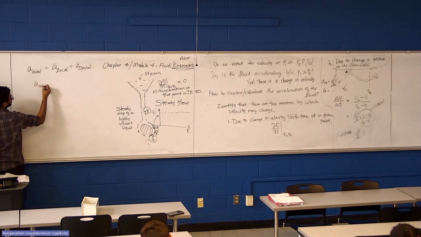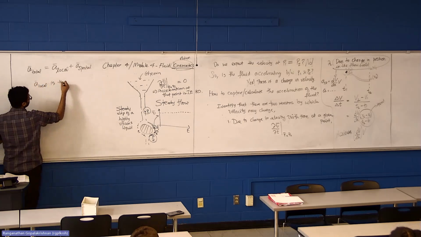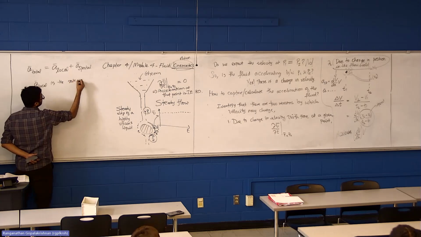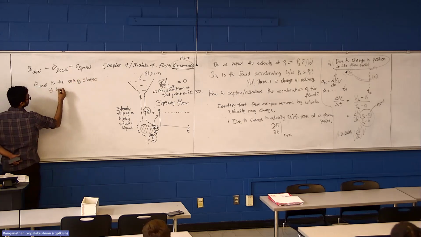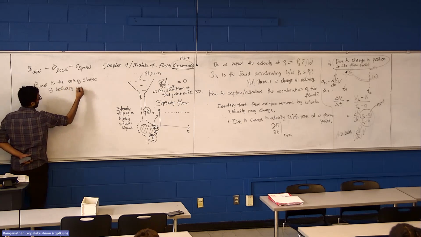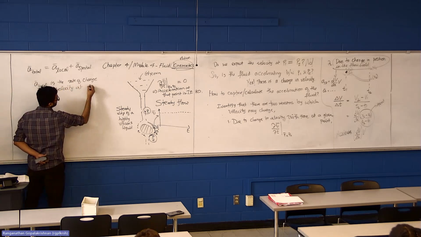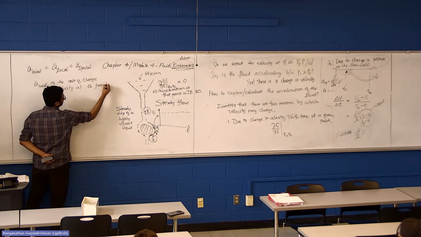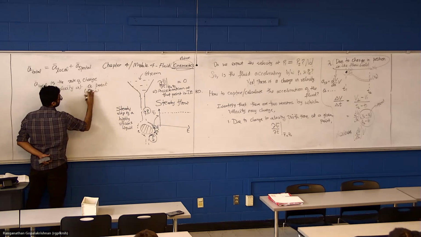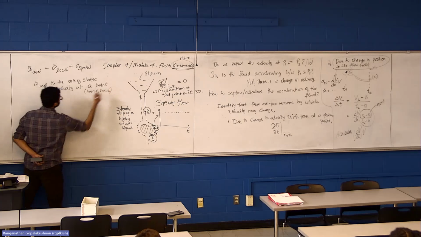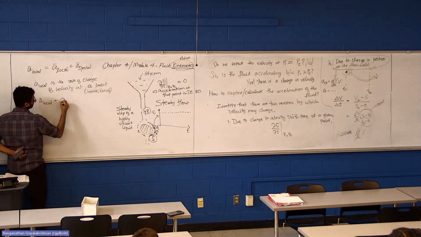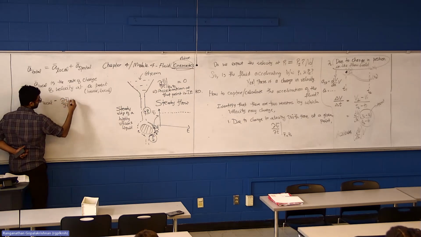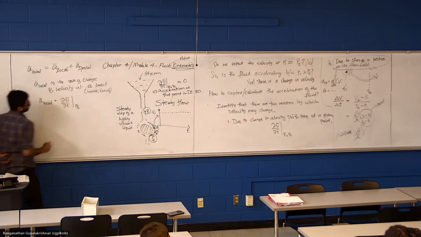A local is the rate of change of velocity at a point, that's why it's called local, hence local. A local is equal to the rate of change of velocity at that point.